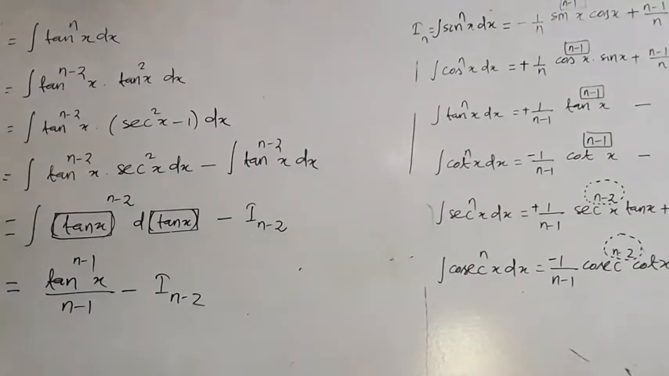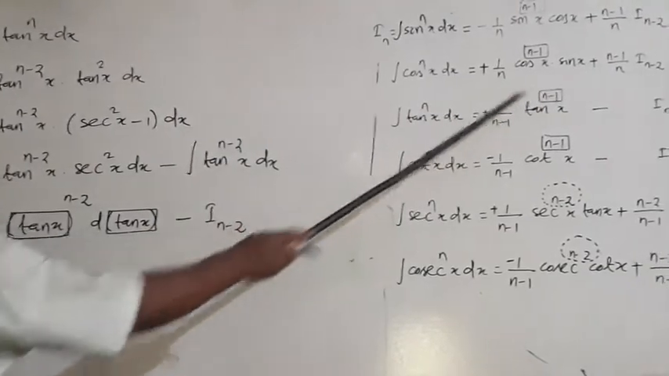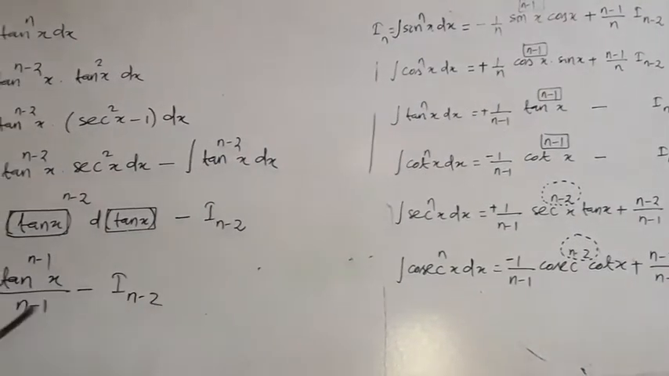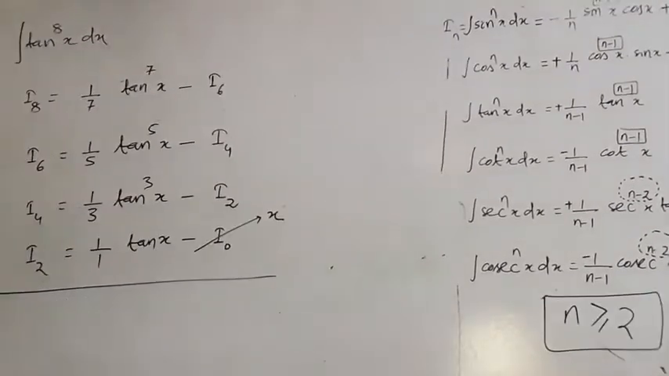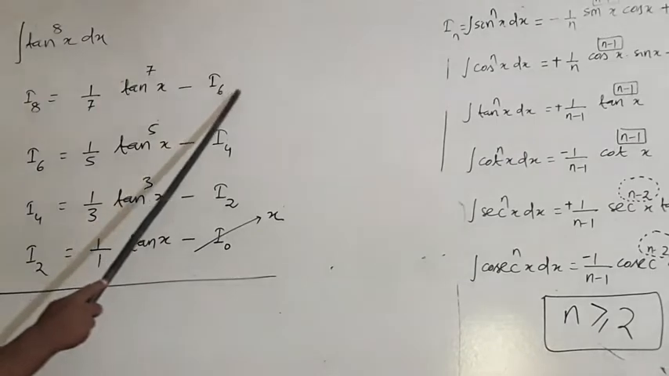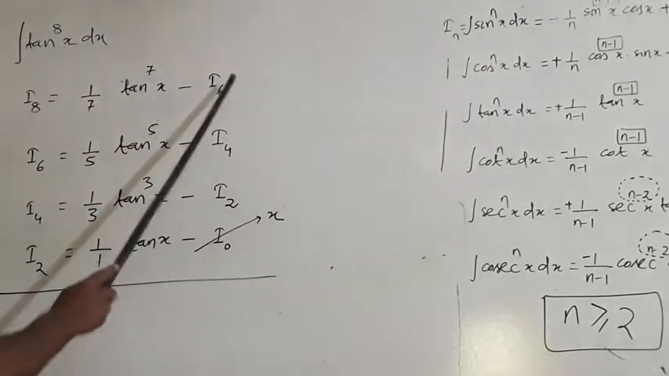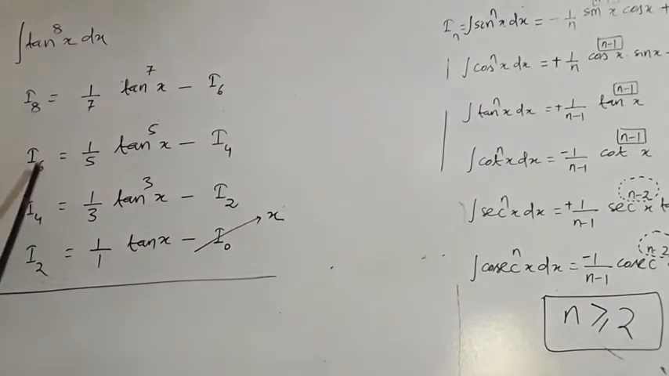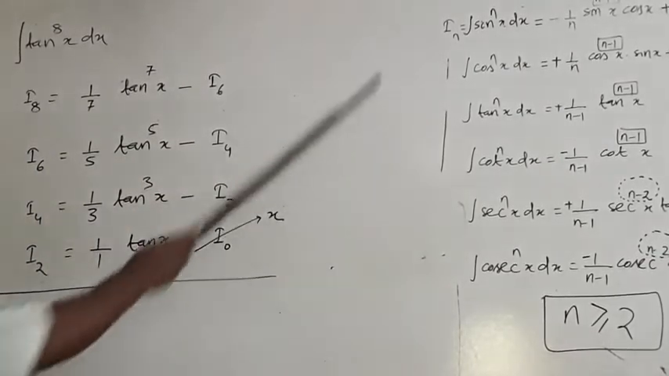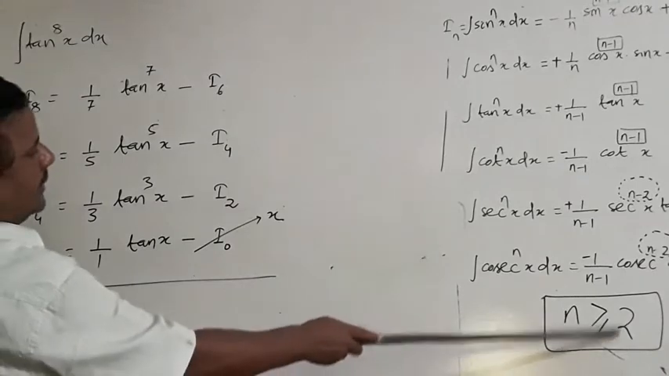Tan power n, look at that. It is tan power n minus 1 by n minus 1, minus I n minus 2. Now I am taking the integration of tan to the power 8 dx. That is I8. I8 is 1 by 7 tan power 7 minus I6. Applying this formula, what is I6? 1 by 5 tan 5 minus I4, because 2 will reduce: 6 minus 2 is 4. And this formula is applicable for n greater than or equal to 1.